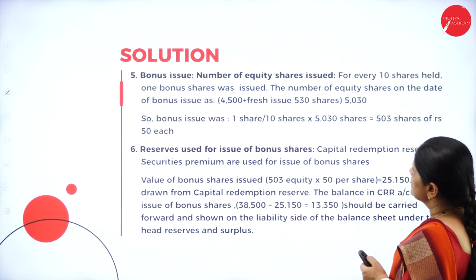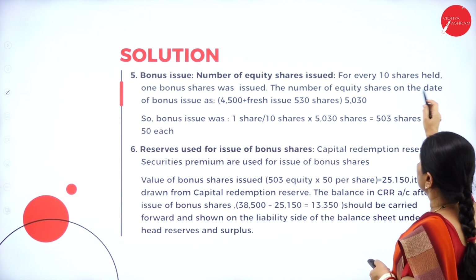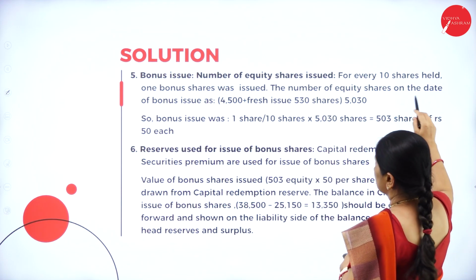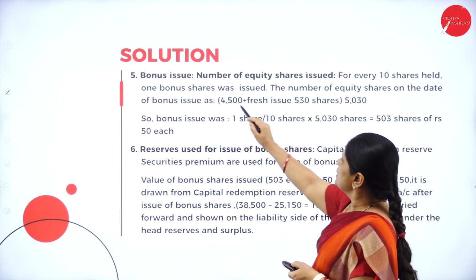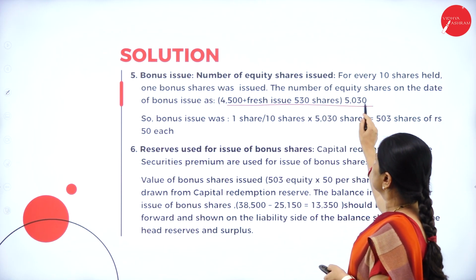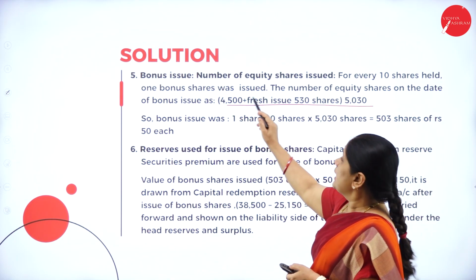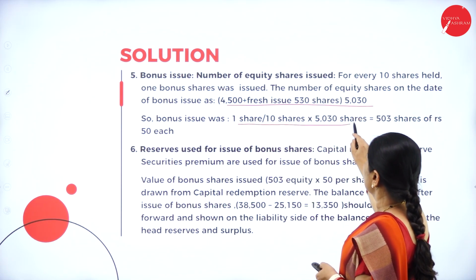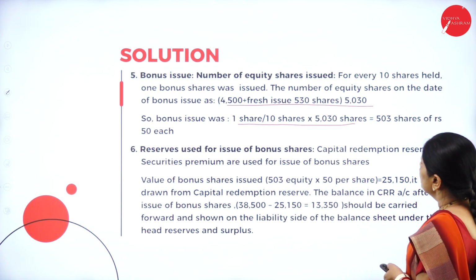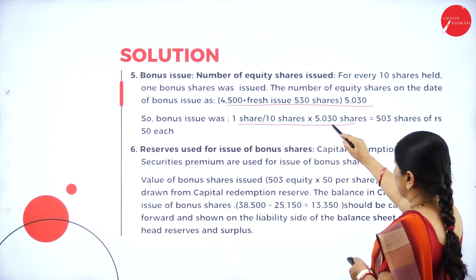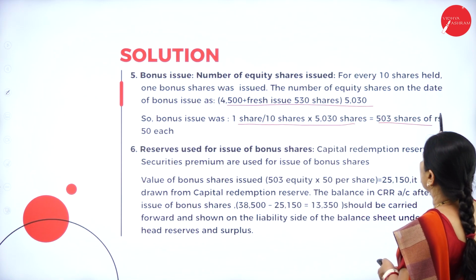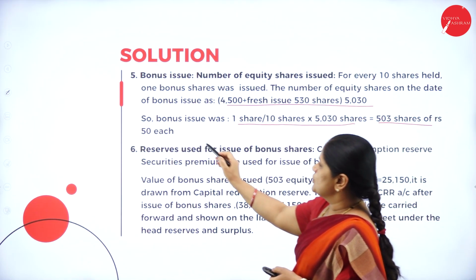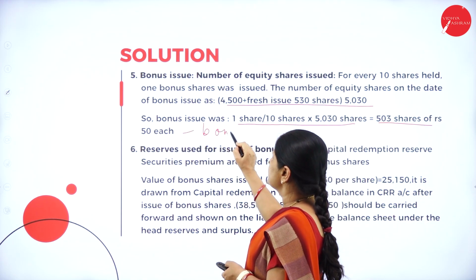Then next is the bonus issue. For every 10 shares held, there was a bonus issue. So the number of equity shares on the date of issue is, totally we had 5,030: 4,500 plus 530, 5,030. So bonus issue will be 1 share for every 10 shares. So 1 by 10 of 5,030. So that will be 503 shares of rupees 50 each. So this is the bonus issue.